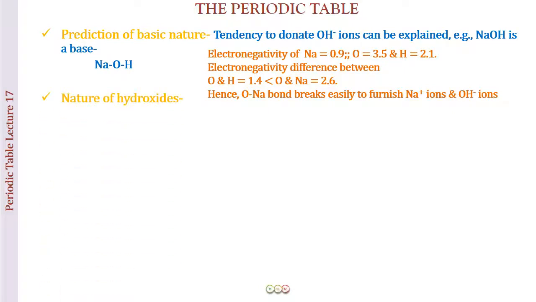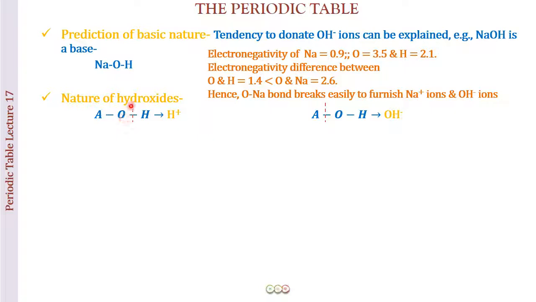Next, we can also predict the nature of hydroxides on the same concept. Just check the electronegativity differences and break the bond which has maximum electronegativity difference. So we have a hydroxide AOH. There can be two cases.